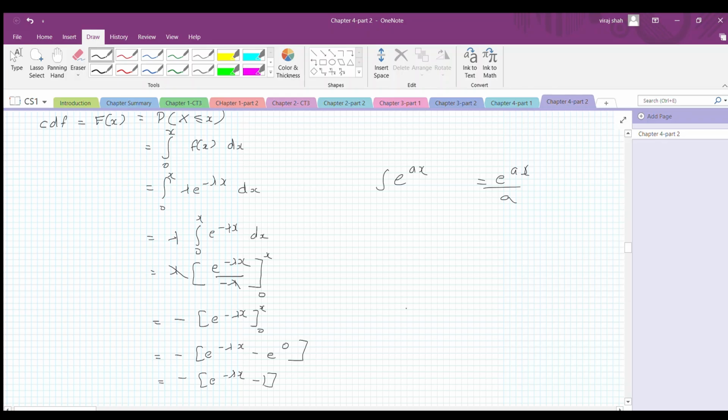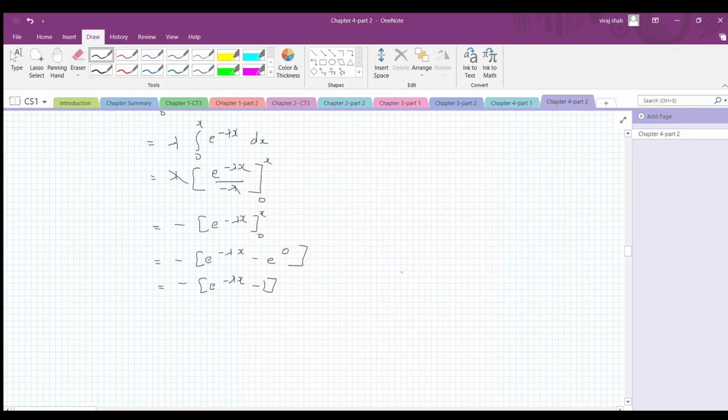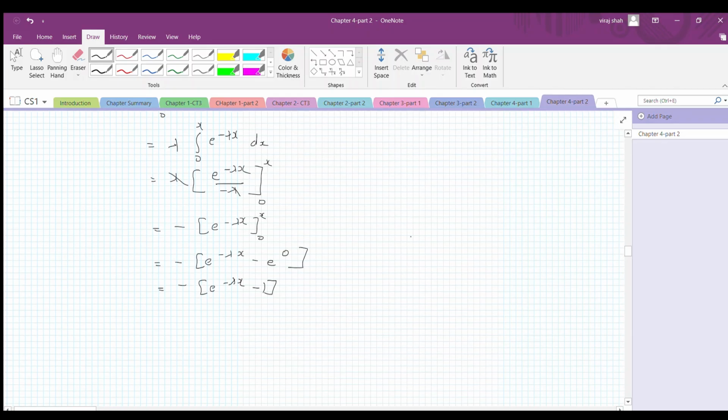If you substitute e raised to 0 in your calculator, it is 1. So you can try it and substitute. But if you want to learn it directly, you can even learn it that e raised to 0 is 1. Going ahead, let me take minus common. So I'm left with minus of e raised to minus lambda x minus 1. Let me arrange this in a better format. It would be nothing but 1 minus e raised to minus lambda x. So this is my CDF value.